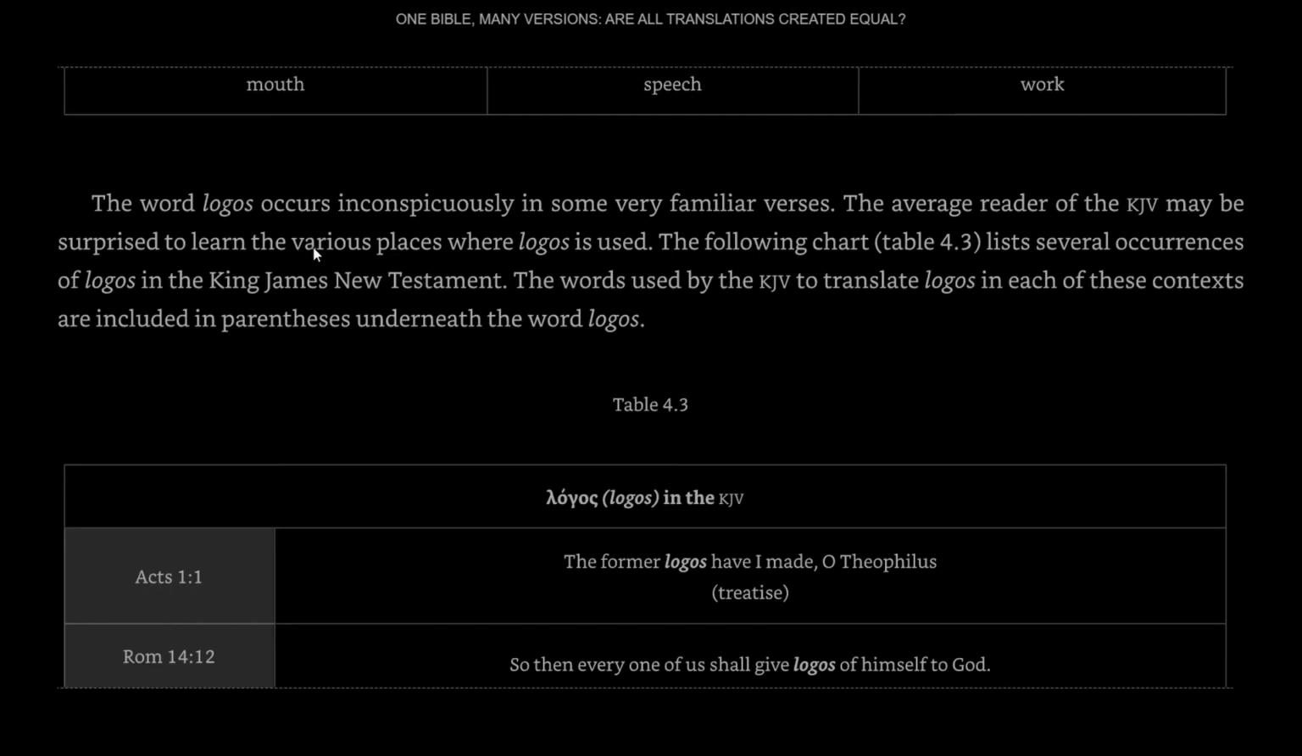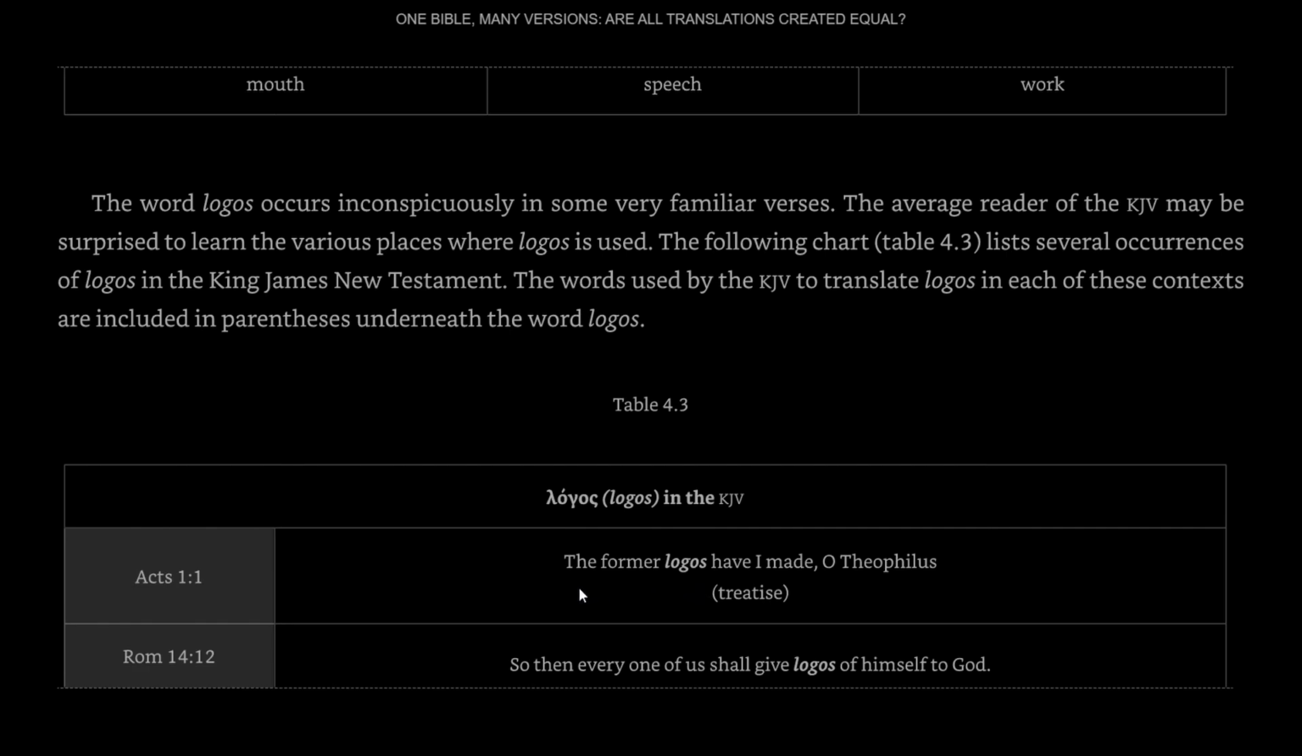He says the word logos occurs inconspicuously in some very familiar verses. The average reader of the KJV may be surprised to learn the various places where logos is used. The following chart lists several occurrences of logos in the King James New Testament. The words used by the KJV to translate logos in each of these contexts are included in parentheses under the word logos. So here is what you would be reading in Greek, at least this one word here in Greek, in each of these passages.